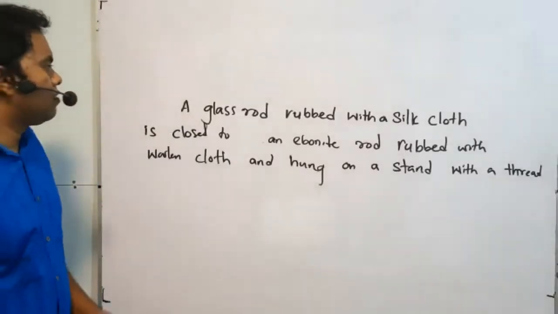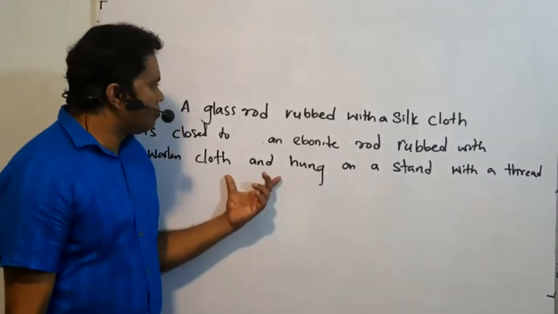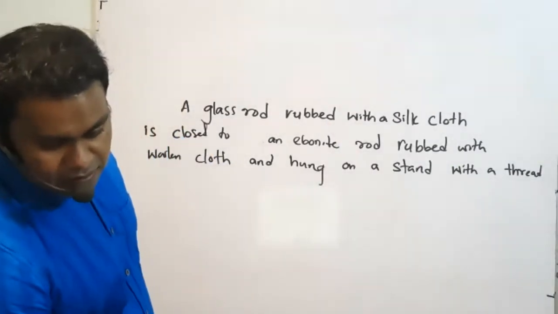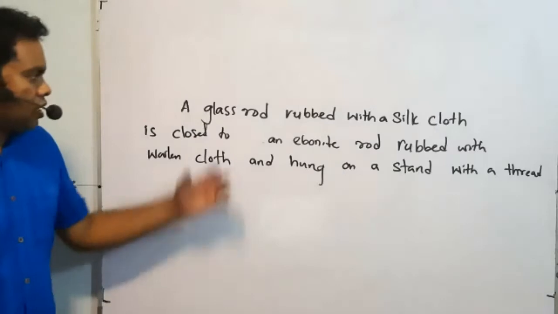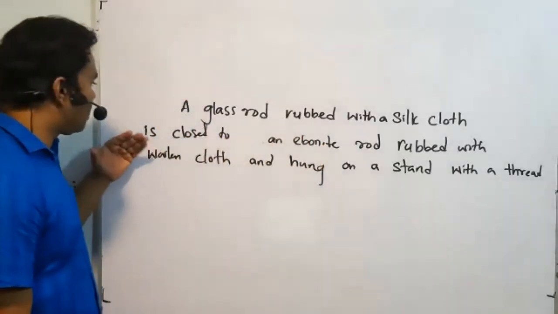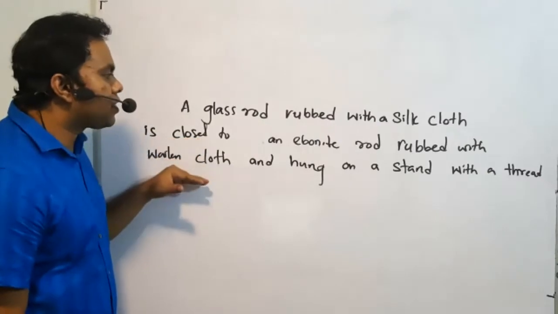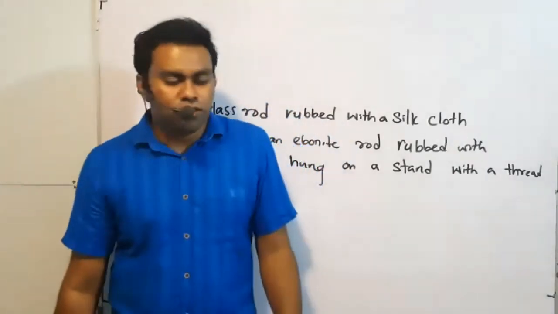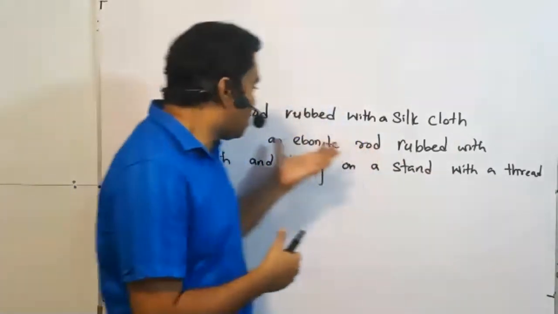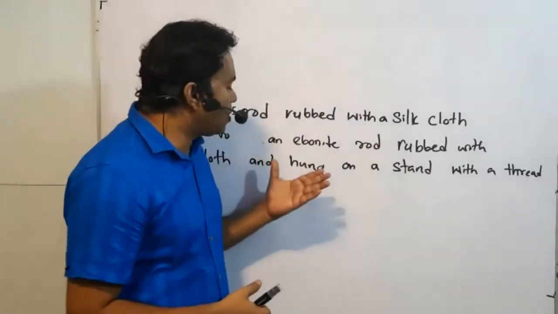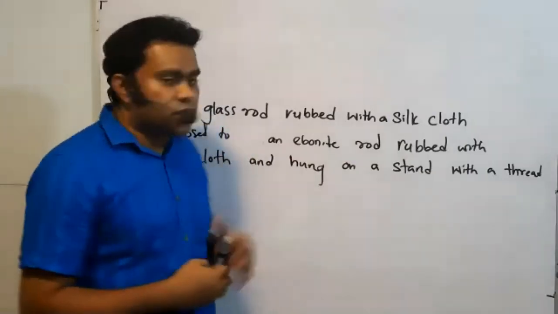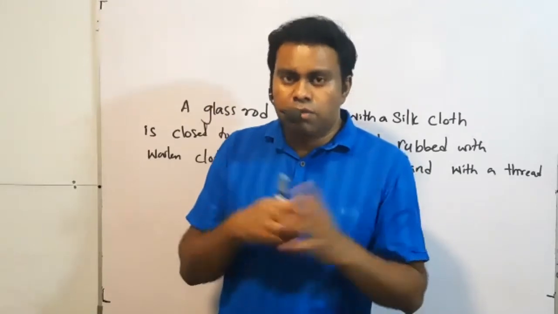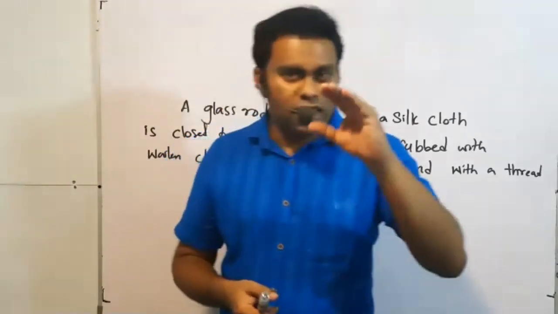Okay, so this is today's first question associated with static electricity activities. A glass rod rubbed with a silk cloth is close to an ebonite rod rubbed with woolen cloth and hung on a stand. So what happens there? You have to know what's the charge of the ebonite rod and what's the charge of that glass rod. These things you have to know. If you know these things, definitely you crammed well.